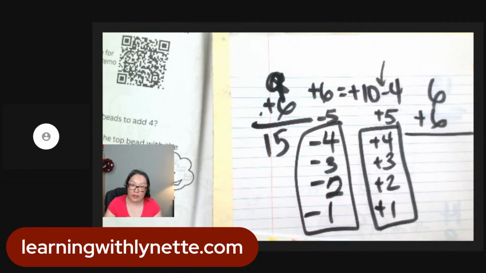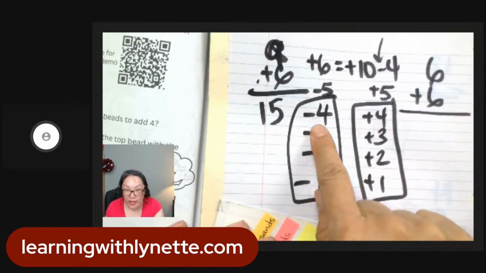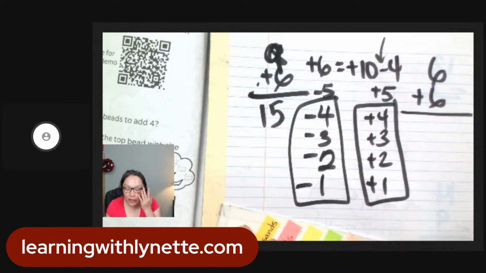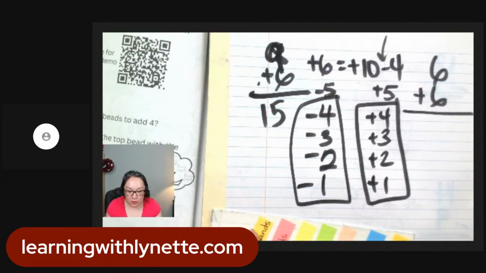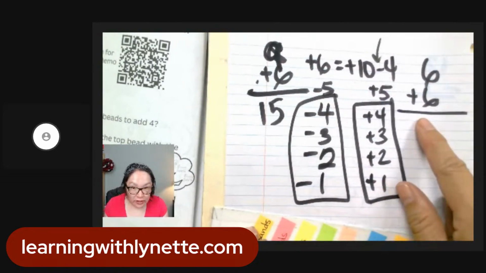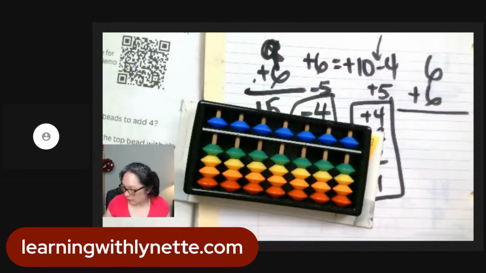Yeah, that's how I remember it. So what we're trying to do is take away the 4. When I take away the 4, I want to minus the 5. And I know the partner is 1. How are we doing? So my final answer is 12. Does that make sense?